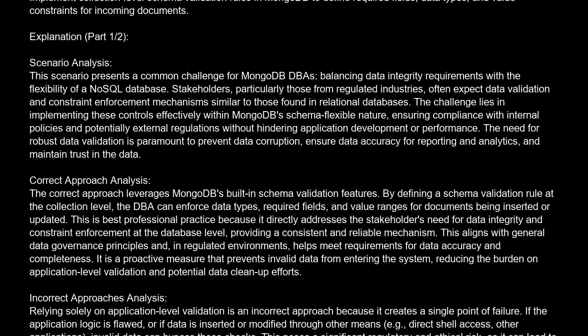The correct answer is D. Implement collection-level schema validation rules in MongoDB to define required fields, data types, and value constraints for incoming documents.